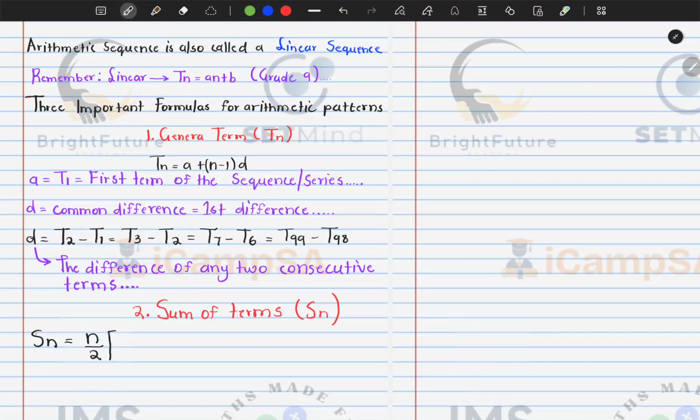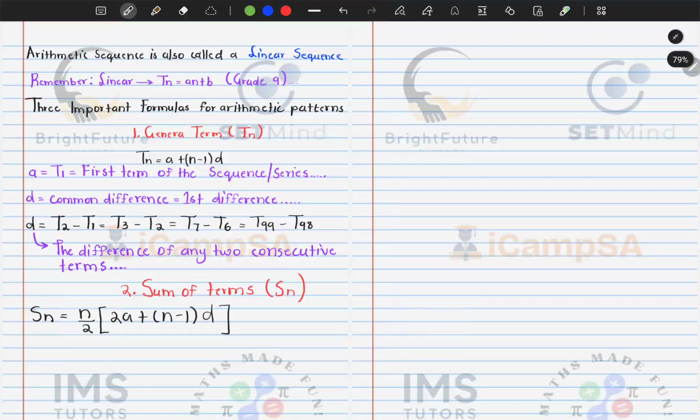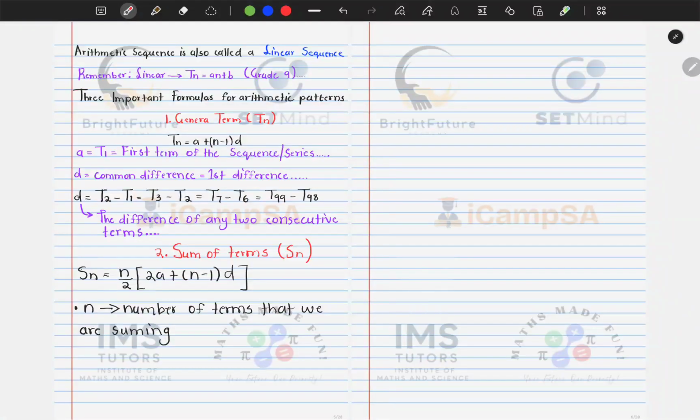You'll have n over 2 into 2 times a plus n minus 1 times d. Okay? Where your n will be the number of terms that you are summing, and then a and d will be as defined above, where a will be the first term and d will be the common difference, which is just the difference of any two consecutive terms.